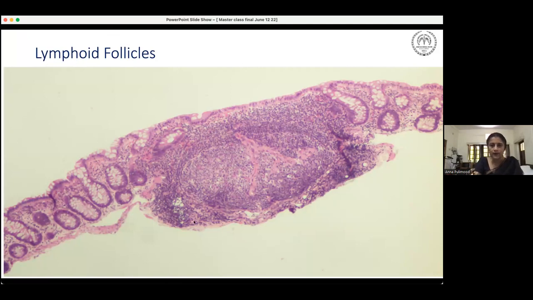So here you have a large lymphoid follicle and the crypts in that lymphoid follicle appear to be missing. That is normal. And it's also normal for the crypts at the edge or any crypts present in the follicle to be branched. So when you're looking at branching, don't count the changes in the lymphoid follicle or adjacent to it.